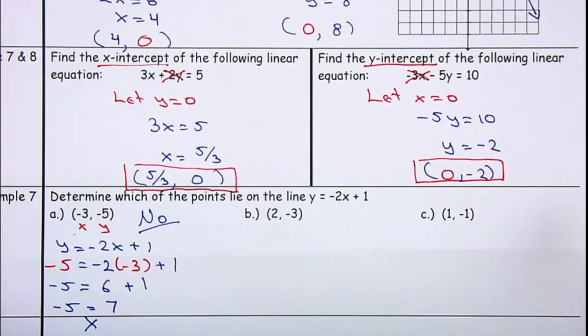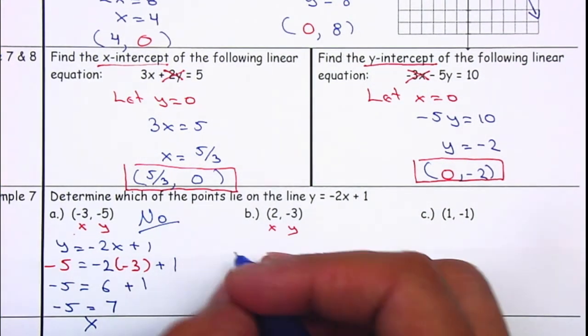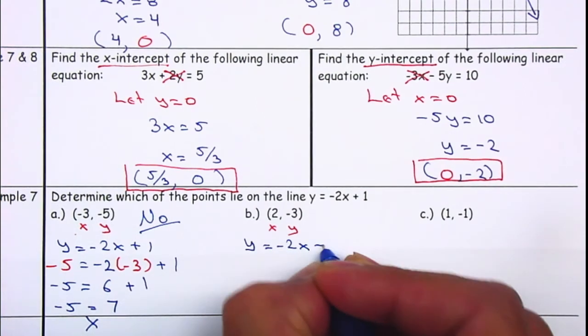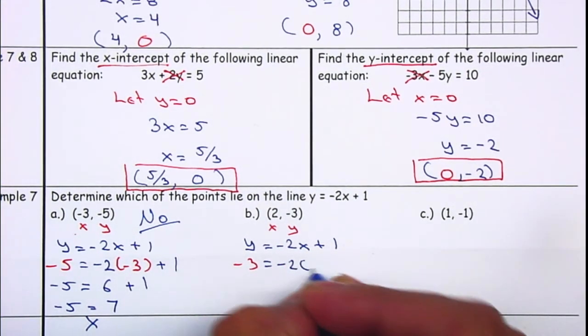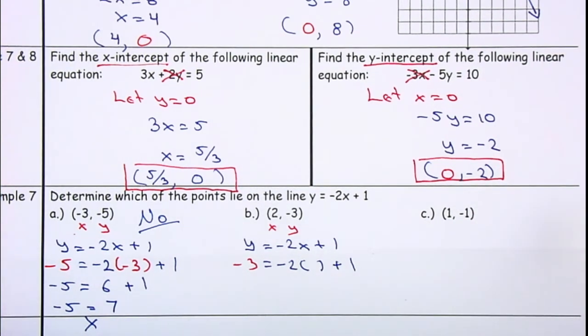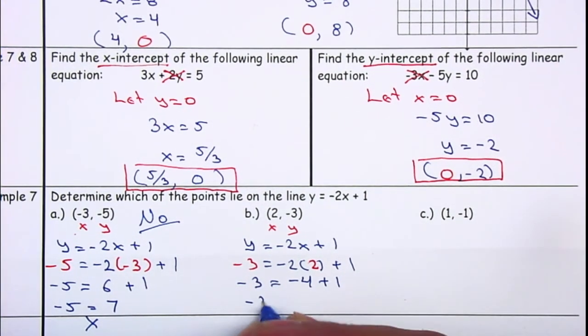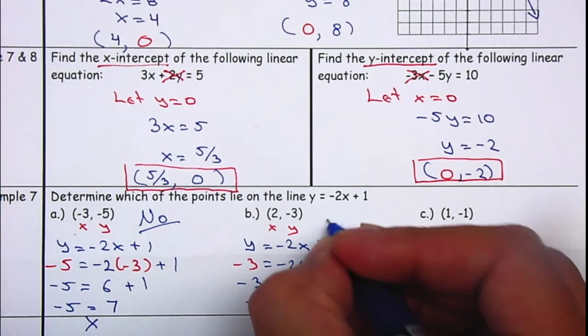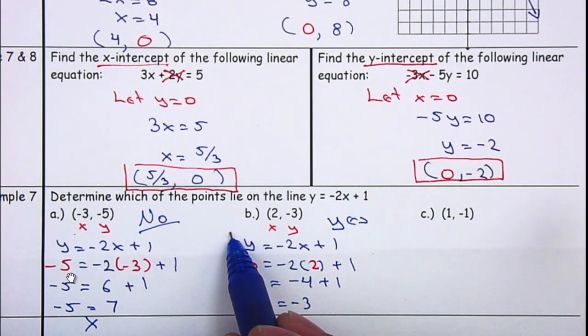I'm going to try letter B. This is your x and this is your y. I'm going to substitute both values into the equation. y is equal to negative 2x plus 1. Instead of the y will be a negative 3. Instead of the x will be a 2, and then plus 1. I'm going to simplify the right hand side. Negative 3 is equal to negative 4 plus 1. Negative 3 is equal to negative 3. Correct. So this is a point. This point is on the line. This one is not on the line.